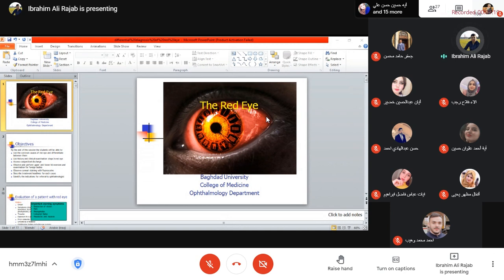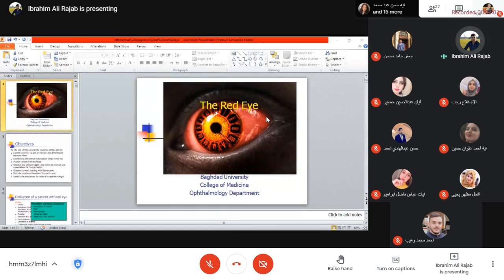Another point in the history we may ask the patient is exposure to a person with red eye. We ask the patient if he has another person in the family or any friend who has the same problem. I mean, he also has red eye. So we may think that the cause of red eye is infectious. For example, patients who have viral conjunctivitis may present with the whole family having red eye, because viral conjunctivitis is highly contagious.